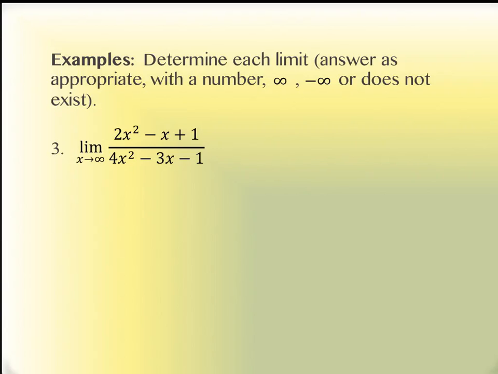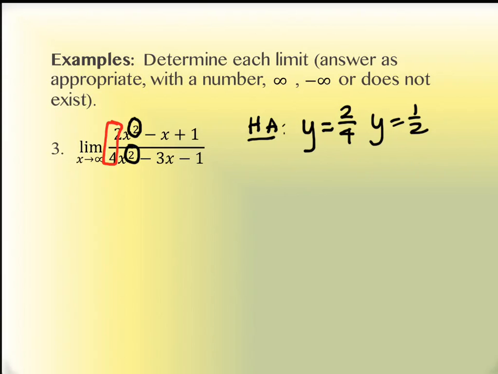that this is a rational function. And when we were dealing with rational functions before, we talked about something called horizontal asymptotes. And when we were dealing with horizontal asymptotes, we said that when we had the degree on top and the degree on bottom the same, the limit is actually y equals the ratio of the leading coefficients. So in this case, 2 over 4, or y equals 1/2.